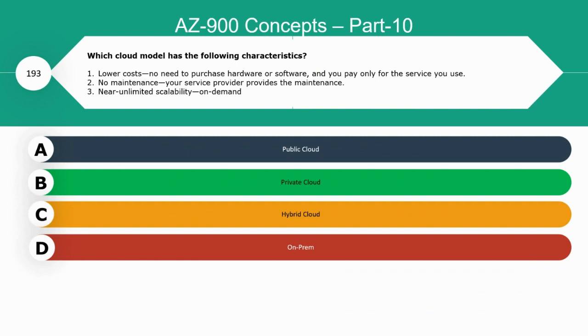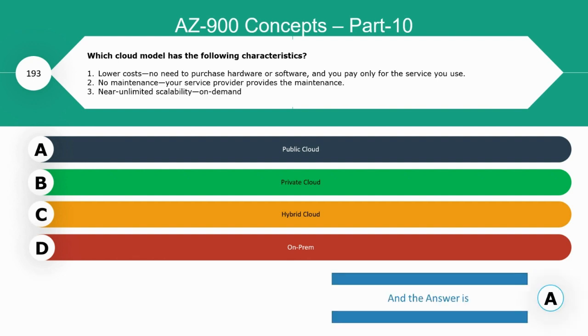Next question, which of the following cloud models has the characteristics listed below? Number one, it lowers the cost. That is, no need to purchase hardware or software, and you pay only for the services you use. Number two, there is no maintenance. Your service provider provides the maintenance. Number three, near unlimited scalability, that is on demand. So out of these three, which is the correct answer? Is it public cloud, private cloud, hybrid cloud, or on-premises infrastructure environment? The right answer for this question is option A, that is public cloud.